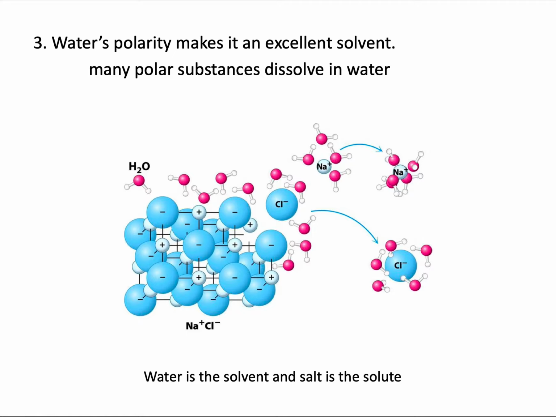Water's polarity also makes it an excellent solvent. You have many polar substances that are able to dissolve in water. So if you have, for instance, sodium chloride, which is a polar molecule, remember it has ionic bonds. With these bonds in the presence of water, it's very easy for them to dissociate, to dissolve, so that the sodium will be drawn more towards the slightly negative oxygen in a water molecule, and the chloride will be drawn more towards the slightly positive hydrogen atoms in the water molecule. So it makes it a very good solvent.